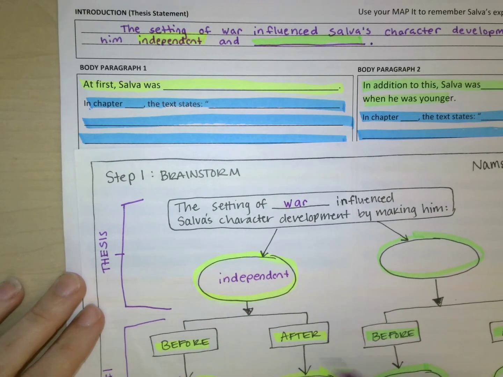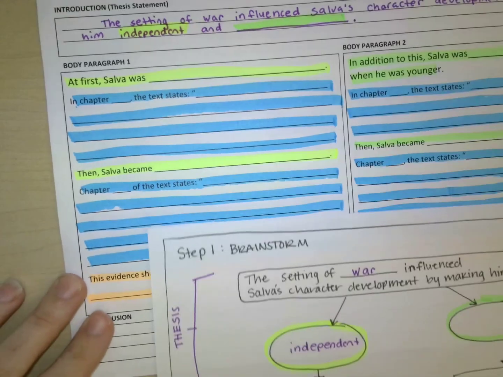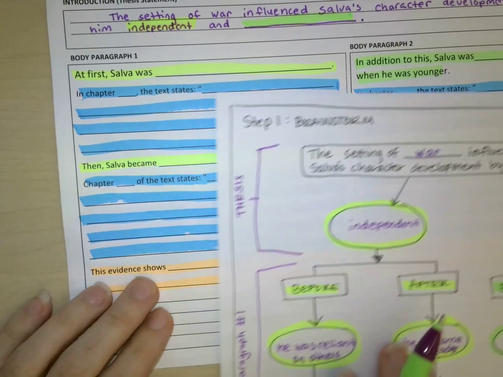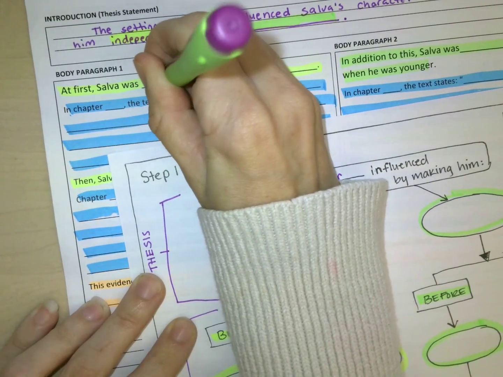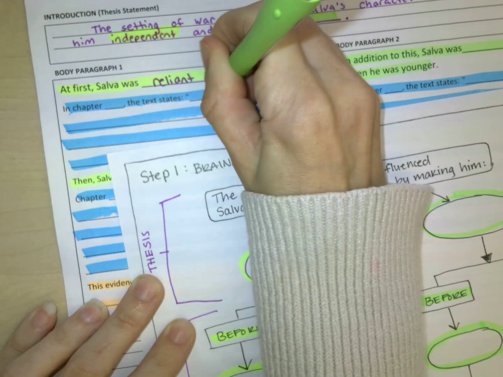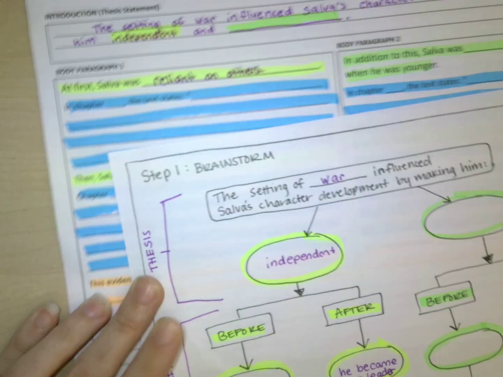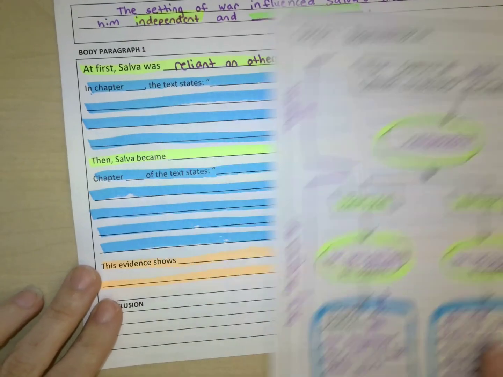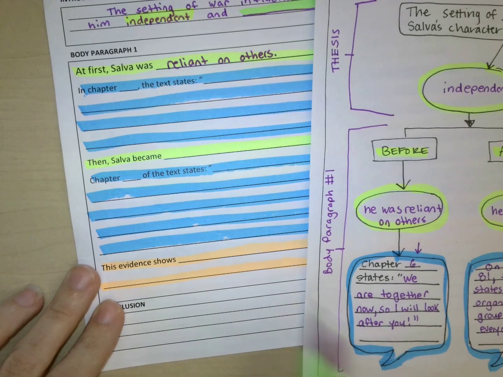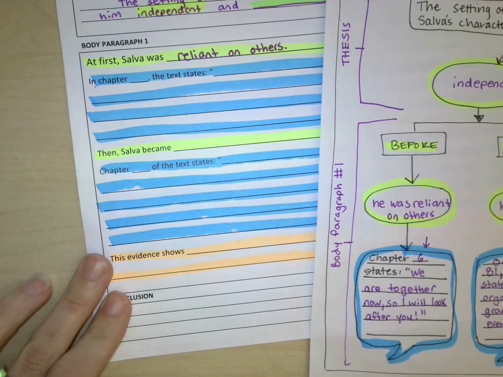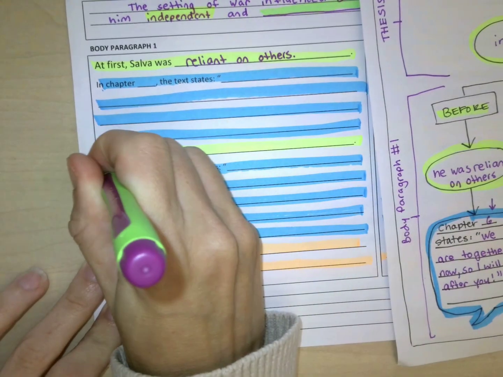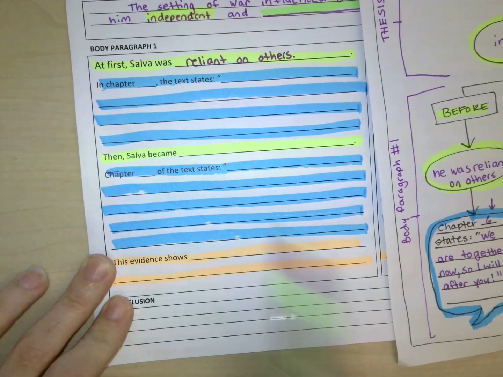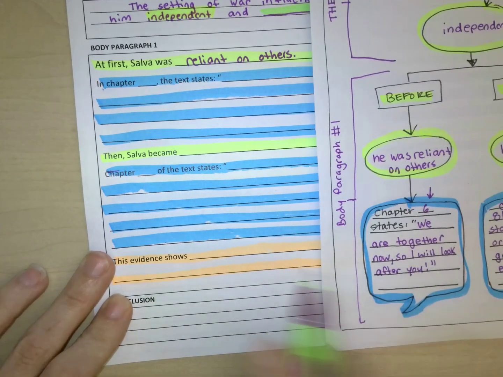So this is where we're going to use our planning sheet. So it says at first Salva was, and that's where I use what I wrote. So at first Salva was reliant on others. Okay. And then we already have our text evidence there. I'm not going to write that out for you because hopefully you have that and you know how to copy it there. Okay. Now, I know that on this one, I put on page 81, so you could change that sentence starter to say on page 81, the text states, and you could copy that quote. But you already have all the information there.